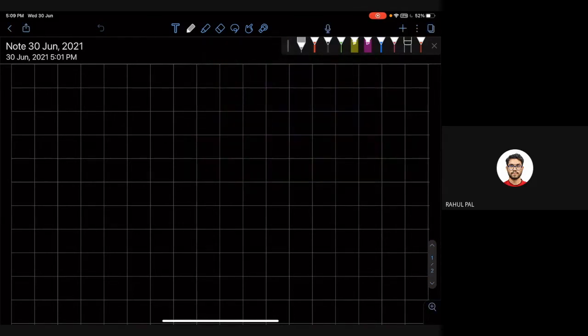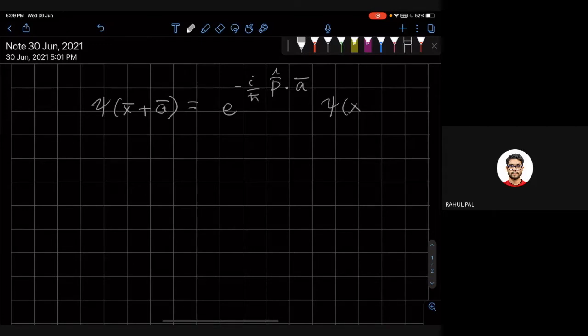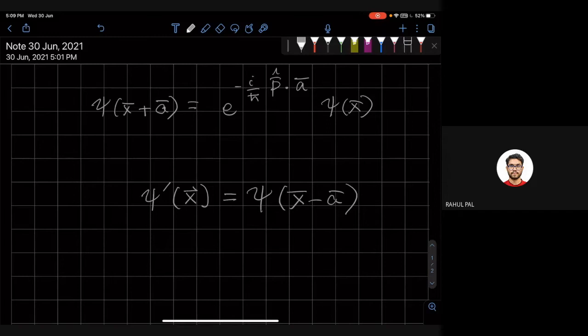Okay. Right. So the question is how do you show that psi of x plus a is equal to e to the power minus i over h bar, the momentum operator dotted with the translation vector, acting on psi of x. So, first you have to, Josh, is your answer related to how do you show this, or the technical bits that come after that? Josh?